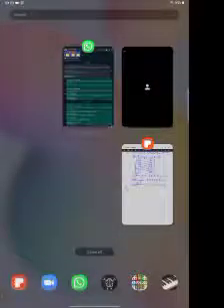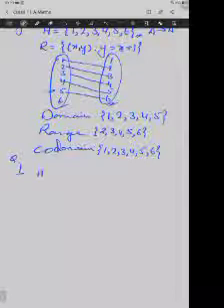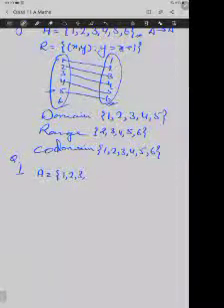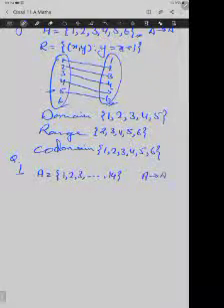So there is set A, which contains elements 1, 2, 3, and so on up to 14. This is set A. Define a relation R from A to A. Again, see, it is A to A. That means in both the cases, set 1 as well as set 2, both will be containing A.